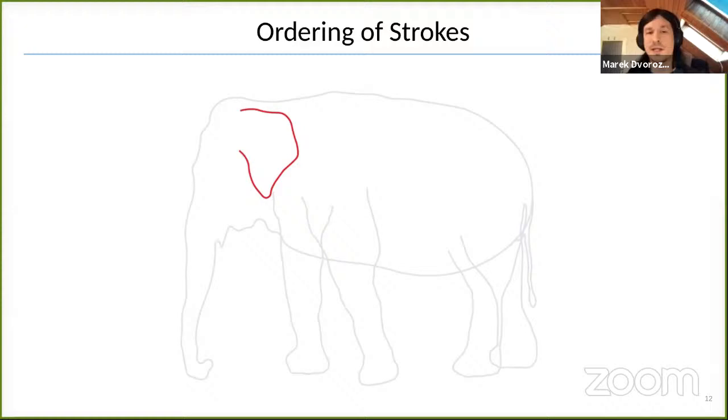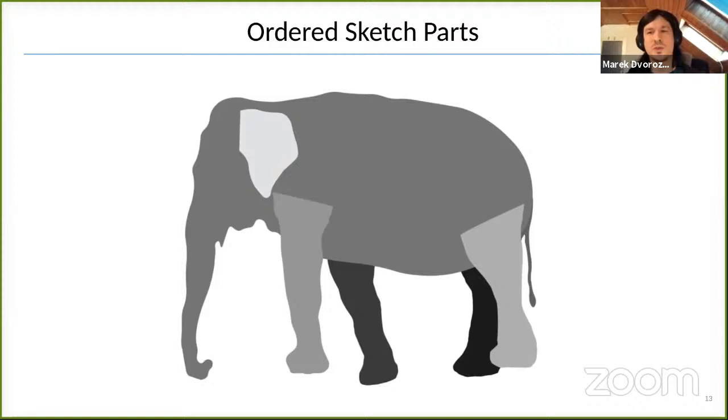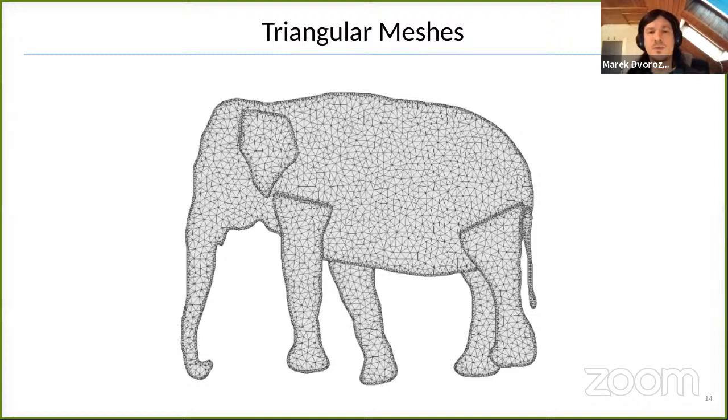Okay, so this is almost everything the user has to do. And now our system takes this input, converts it into flat regions. And since we know the partial ordering of the strokes, we can reconstruct this total ordering and use it in later steps. We then triangulate these flat meshes, and we are almost ready for inflating this into 3D.